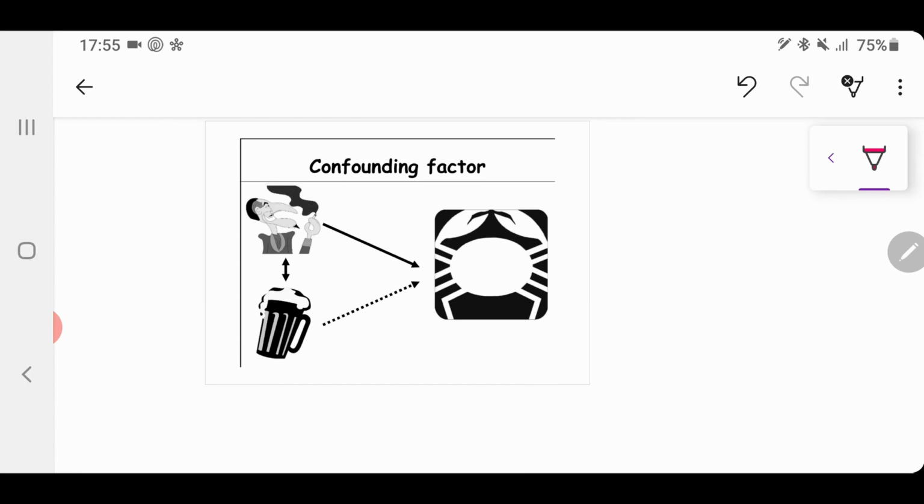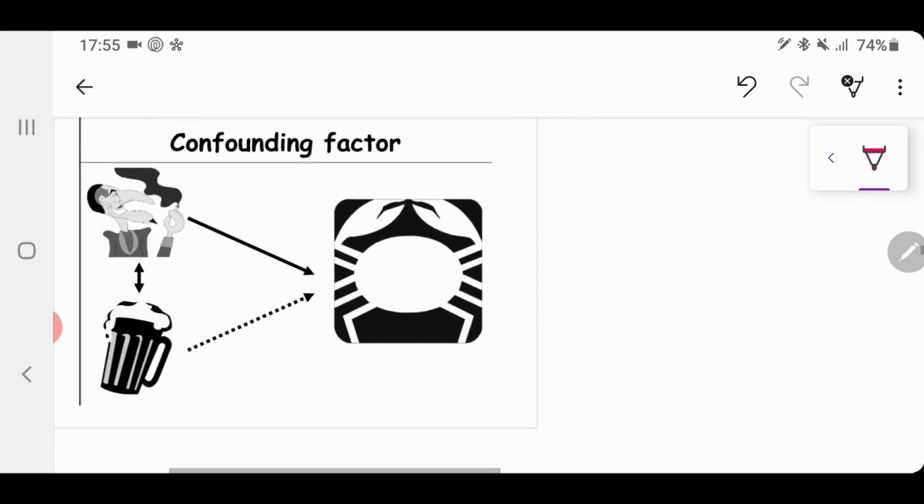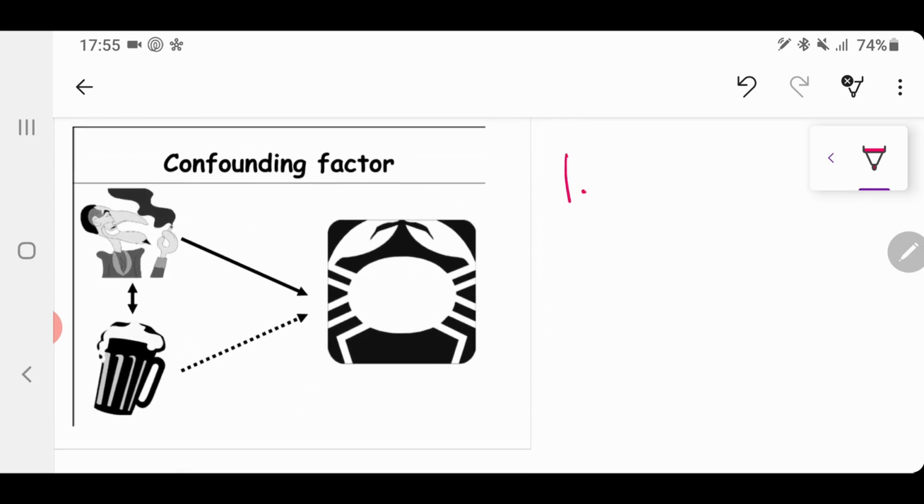Now, in the lecture, we were told about confounding, not compounding, but confounding factors. All right. Now, we were told that for confounding factors, make sure you always say these two things. Number one, we should have age. And number two, we should have sex. Now, age and sex have to be controlled for as confounders.